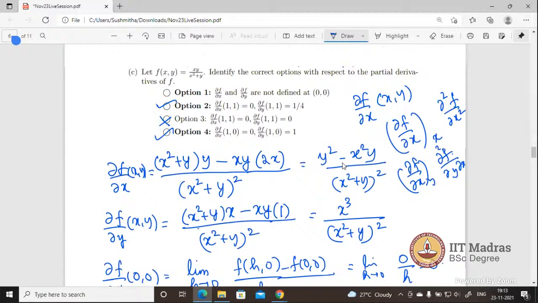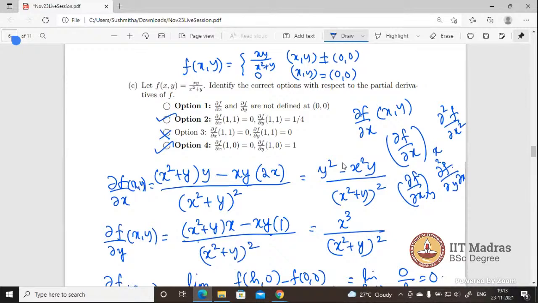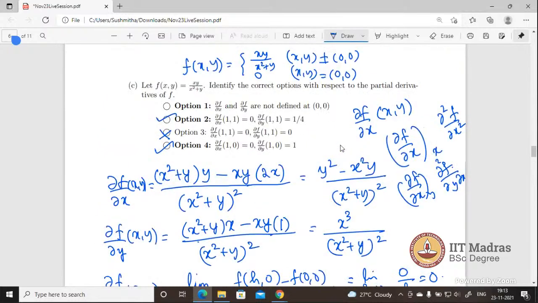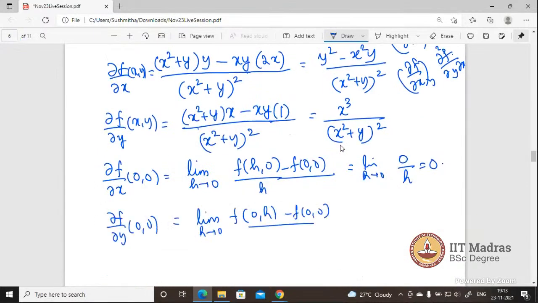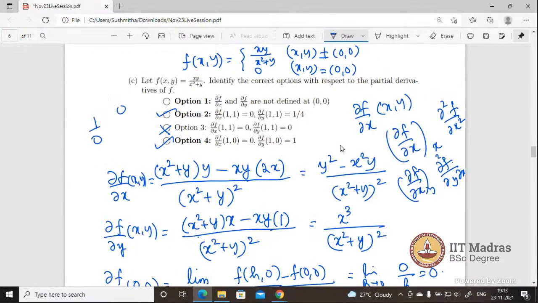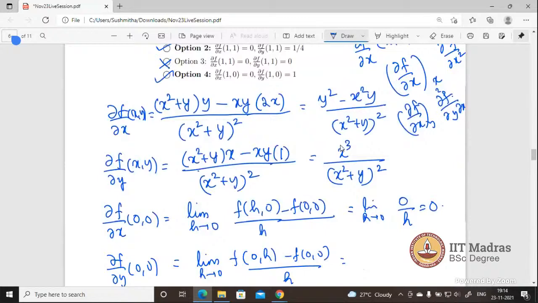In general, if we find this del f by del x, and if we get an indeterminate form, can we say it is not defined, or would we have to check using the limit? Yeah, you need to use the limit, because indeterminate form is not the same as not defined. Like 1 by 0 is not defined, but 0 by 0 is an indeterminate form. So, ma'am, it's again going to be 0, right?